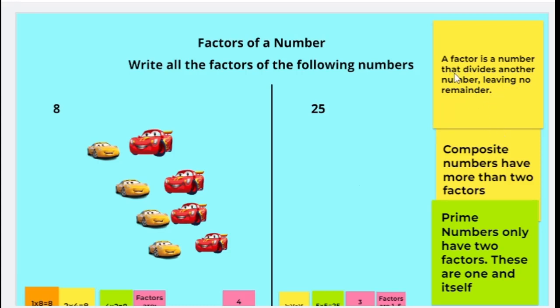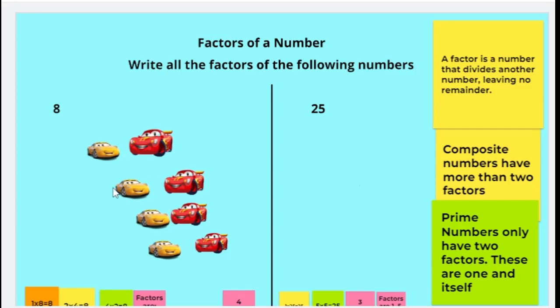Remember, students, I need you to take out your math notebook and make sure you write your notes, okay? Your notes are displayed in the video. All right, so a factor, can you read with me? A factor is a number that divides another number, leaving no remainder. All right?